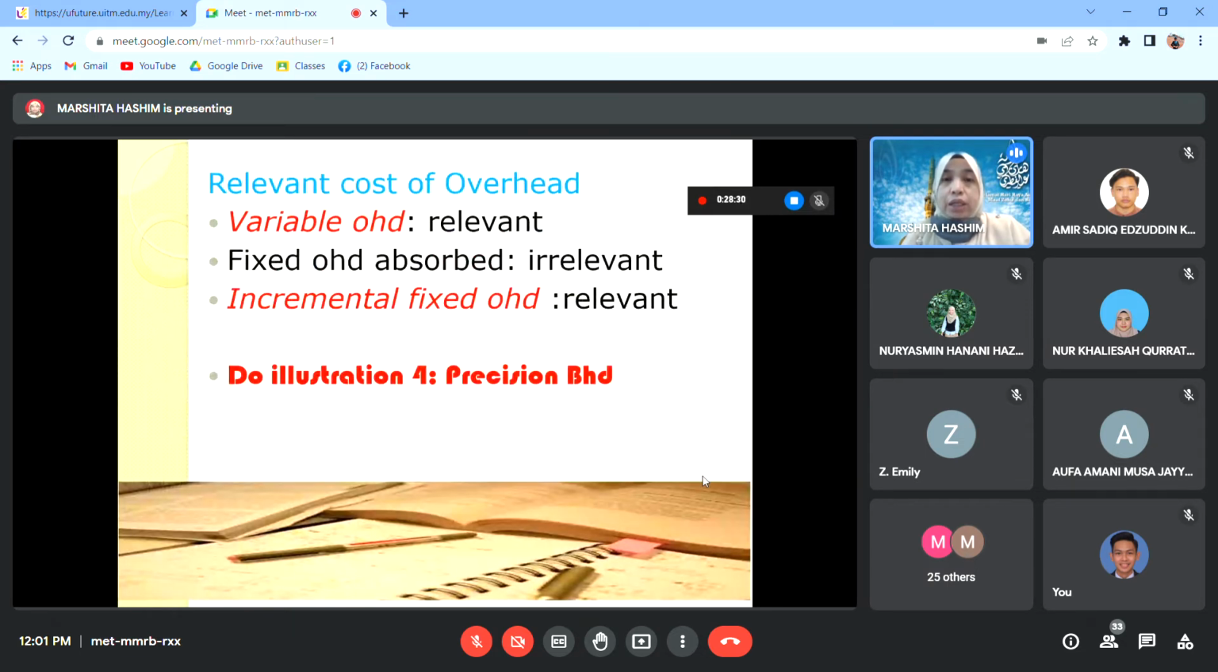Now regarding overhead costs. Variable overhead is relevant, fixed overhead is irrelevant. General fixed overhead is irrelevant. However, if you have additional or incremental fixed overhead, it is relevant. For example, just now, if you accept the order, let's say you have to rent a special machine, and you have to pay 1,000. So rental for machinery is a fixed cost, but it is relevant. Why is it relevant? Because it is an incremental fixed cost. If you reject the order, you don't have to pay 1,000. If you accept the order, you have to pay 1,000.